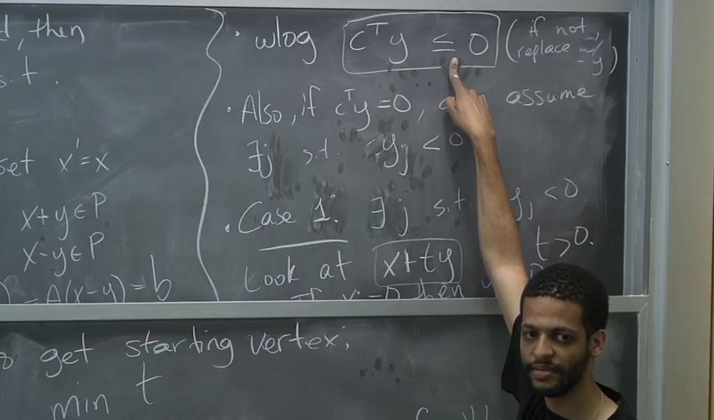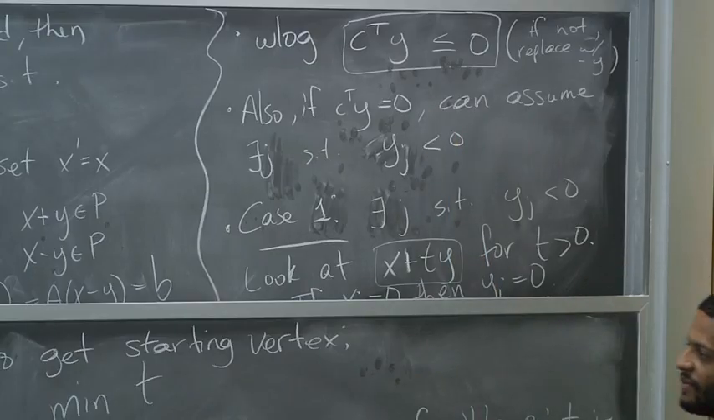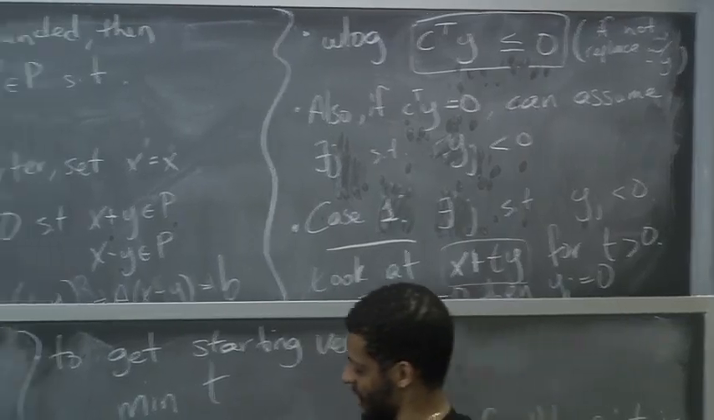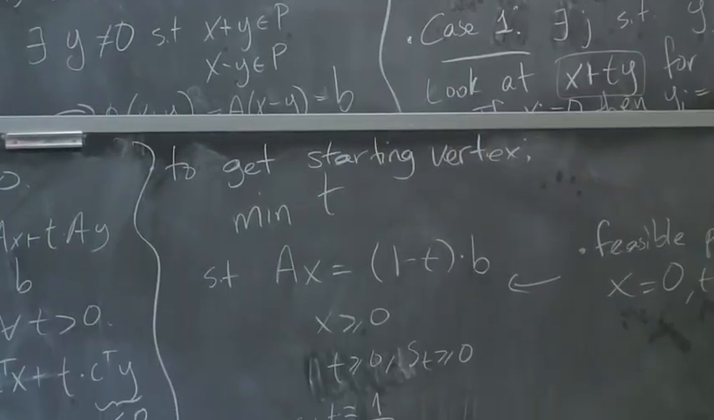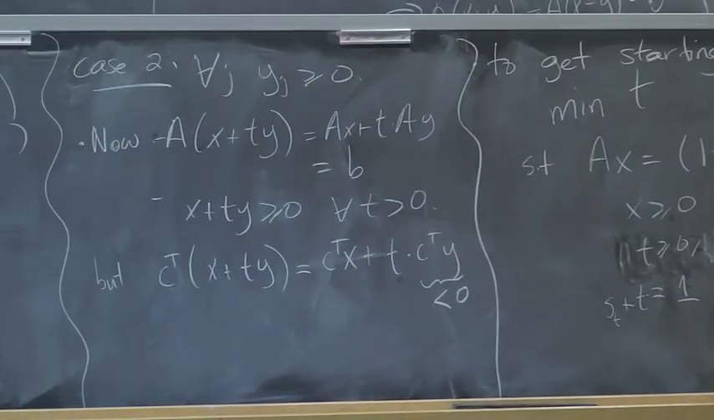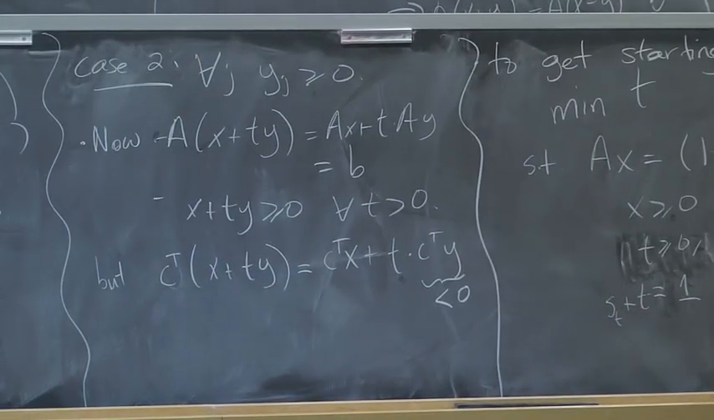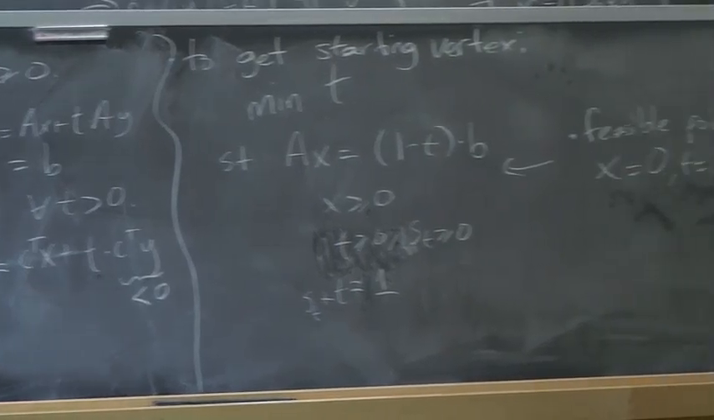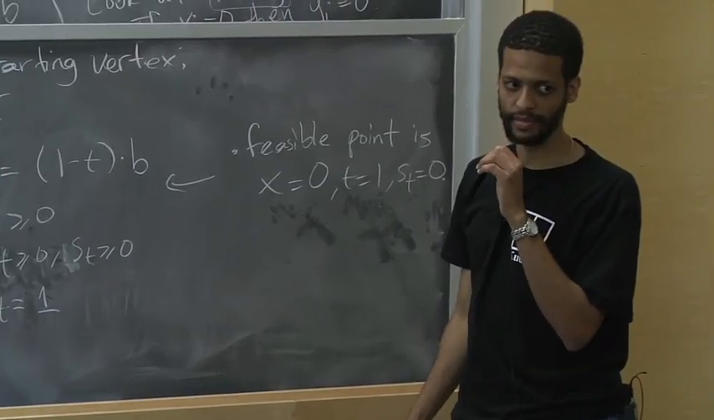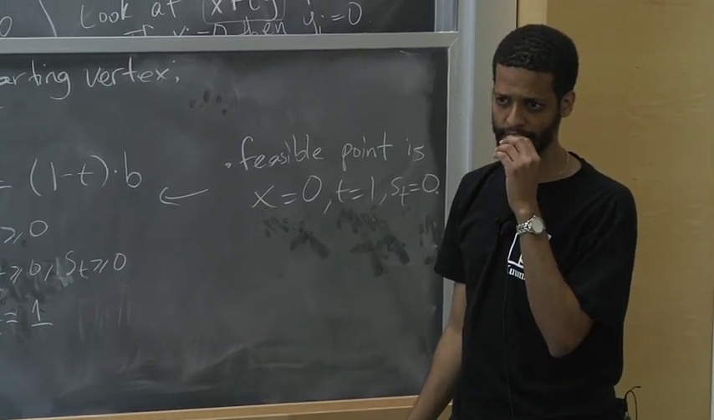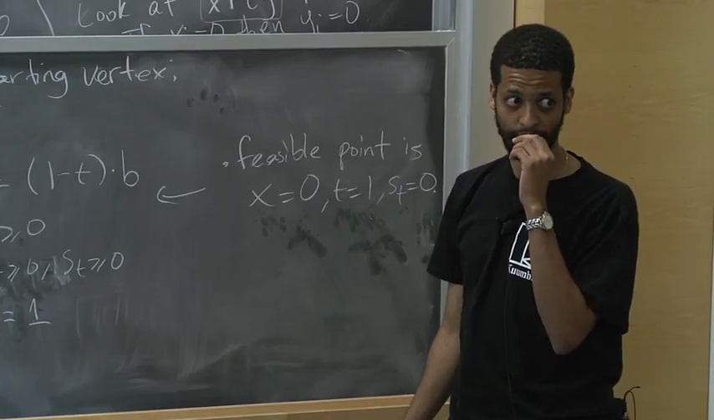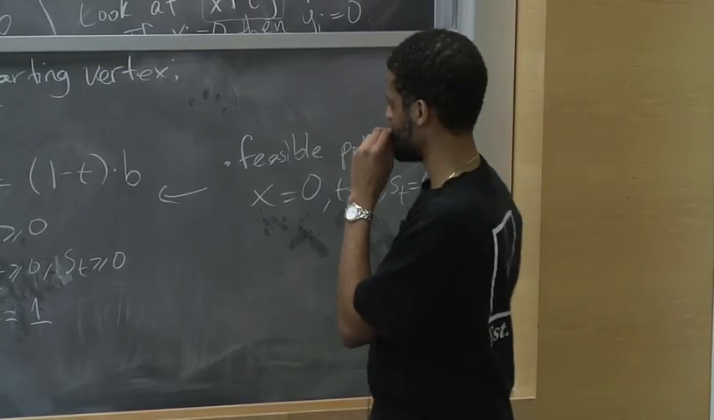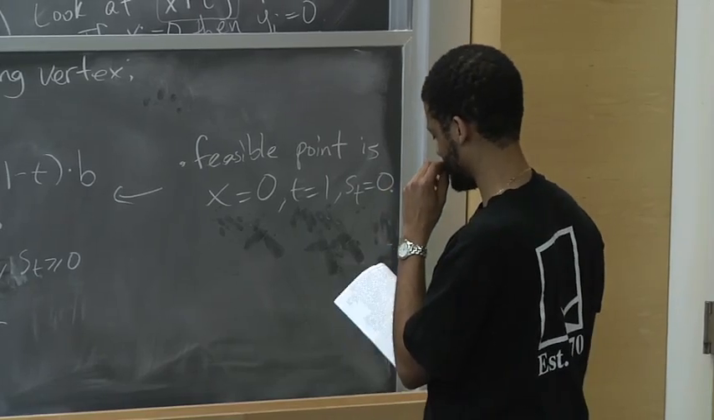Does that make sense? Yeah. OK. So good. So for us to be in case 2, this thing has to be strictly less than 0. If we're equal to 0, there would be a J, and then we would be in case 1. Any other questions? OK.